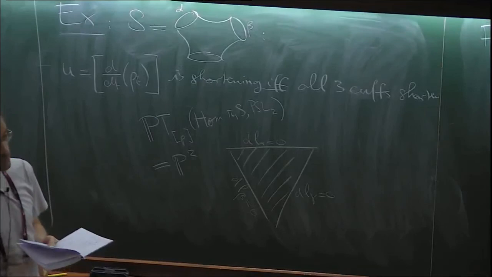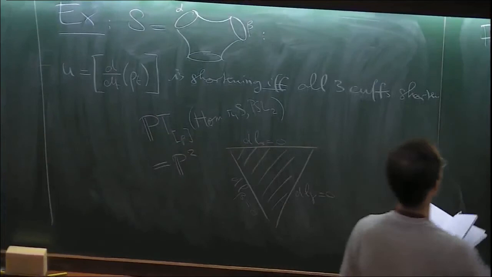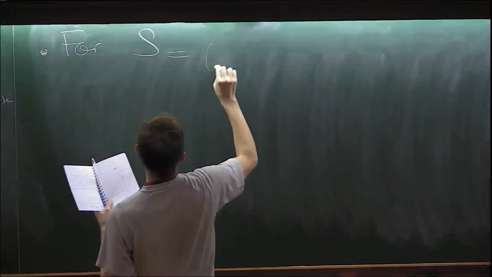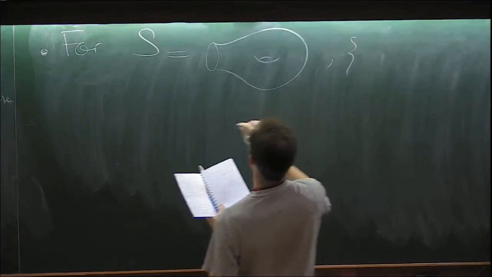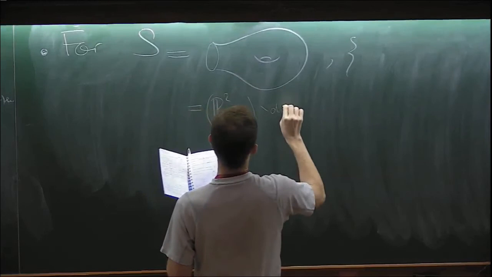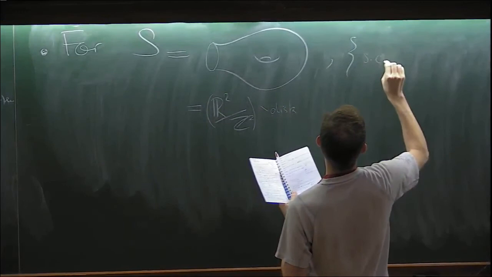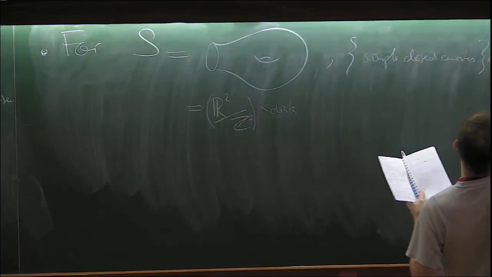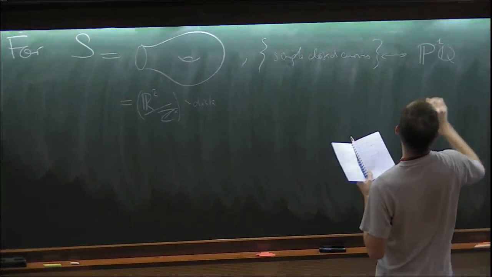So I'm out of time, but I'd like to draw just one more picture, which is what you get for the punctured torus. For S equal to the punctured torus, you can see this as R2 mod Z2 minus a disk. The collection of all simple closed curves is in natural bijection with the rational projective line. So that's just Q union infinity.